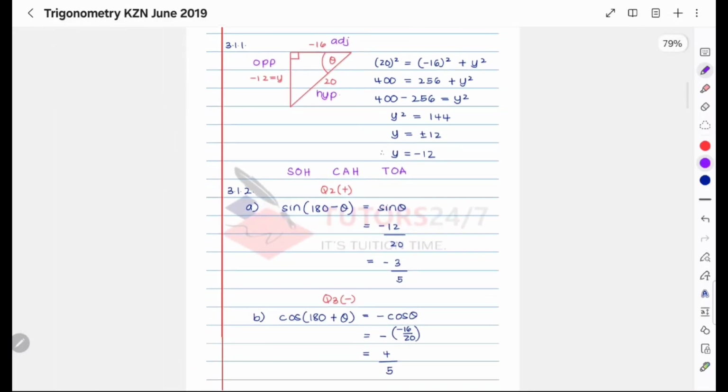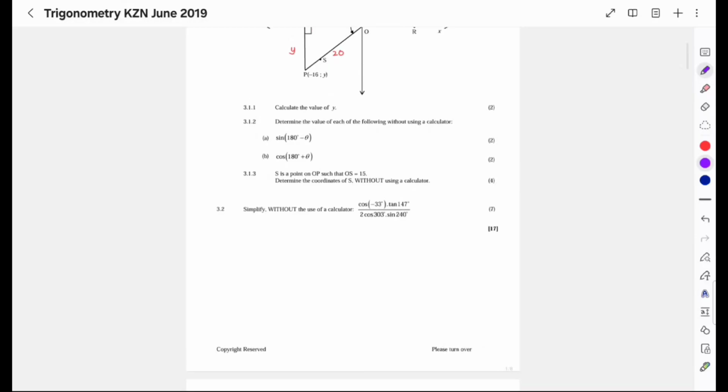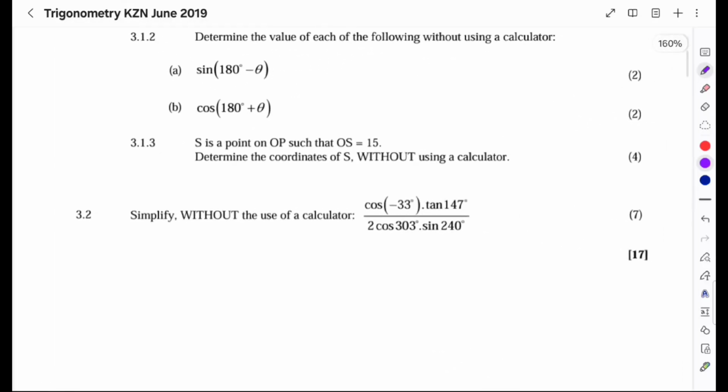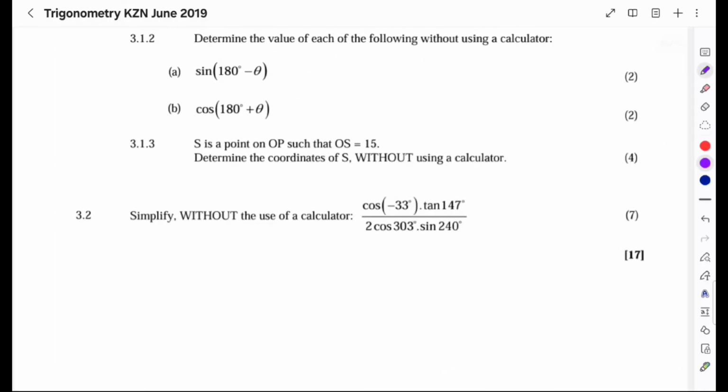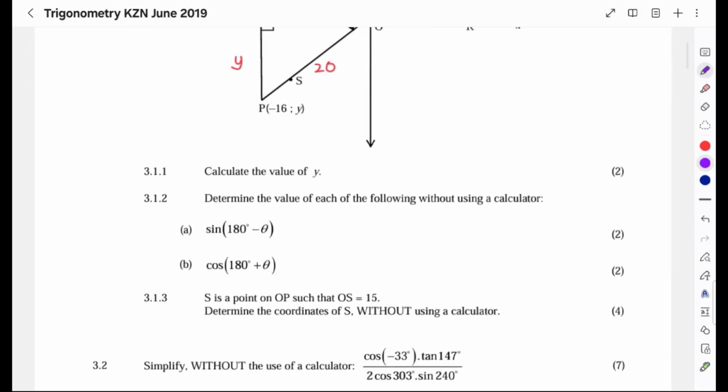So that is question 3.1.2. Next, we have question 3.1.3. S is a point on OP such that OS is equal to 15. Determine the coordinates of S without using a calculator.